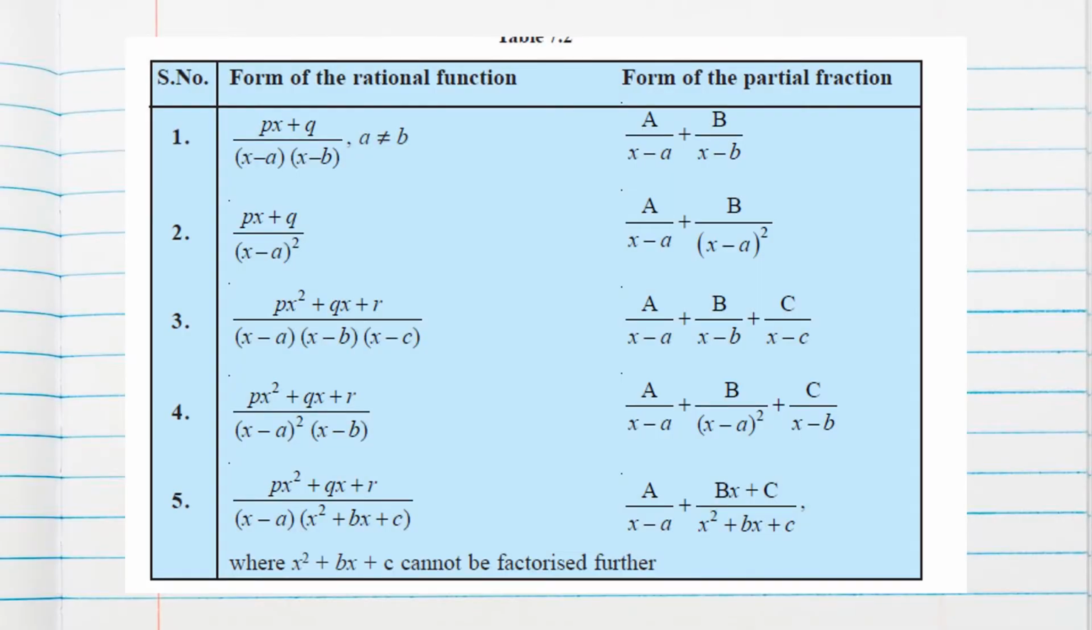So for using integration by partial fraction, you must know this substitution. Okay, the question will be given in this form and you can write it in this form according to the question. If the question is linear, divided by two linear brackets, or you can say two linear factors, you can use A by the first bracket and B by the second bracket.